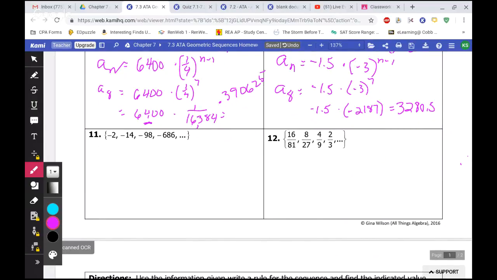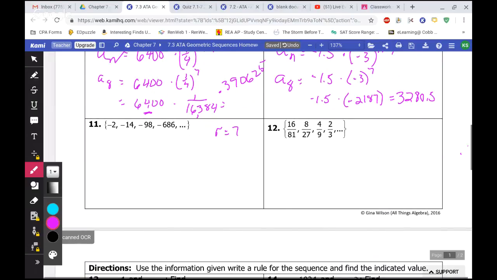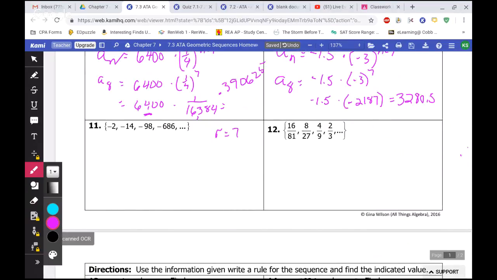The common ratio for number 11 is 7. But just so we can get to some of the rest of them, I'm going to move on to the one that's a little harder. The fraction, I'm figuring you want that one.